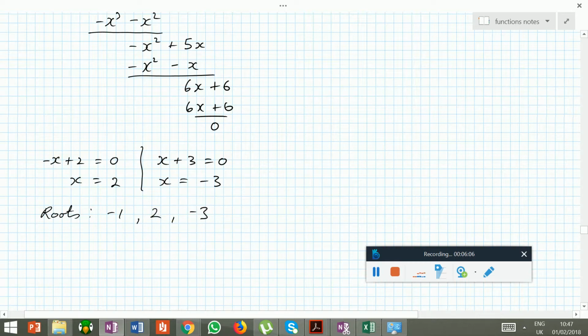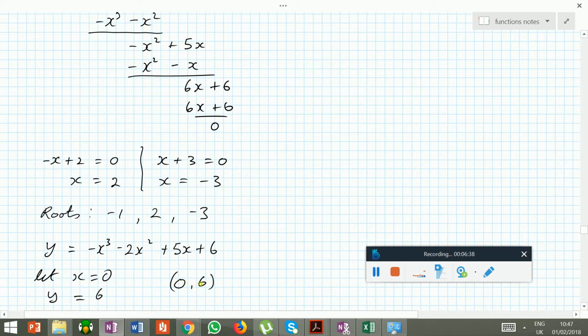Now I need to find out also where the graph cuts the y-axis, and we go y is equal to, we know, minus x cubed minus 2x squared plus 5x plus 6, and we let x equal 0, in which case y would be equal to, okay, that becomes 0, 0, 0, and you get a 6. So 0, 6 is the point, the y-intercept of the cubic.